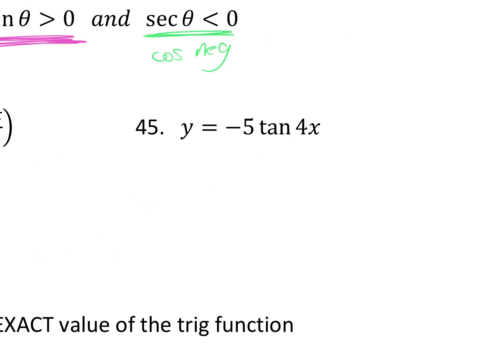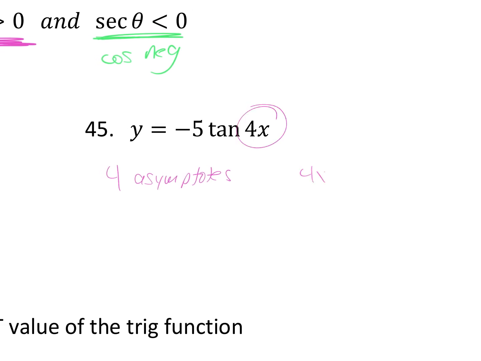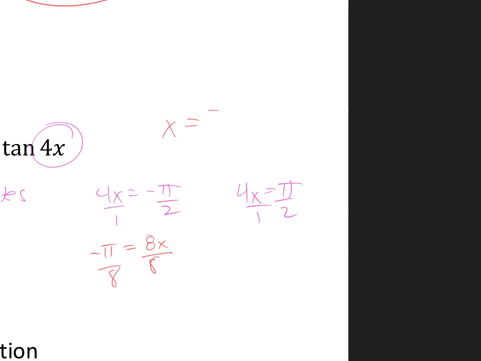What about this one? Tangent. What do we know with tangent? We need what? 4 asymptotes. How do we find those? Whatever is with x, you set equal to what? Negative pi over 2 and positive pi over 2. Good. So your asymptotes here, we're going to cross multiply. Would be negative pi equals 8x. So divided by 8, you'd have an asymptote at x equals negative pi over 8.